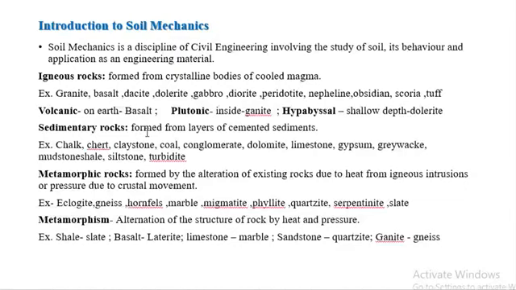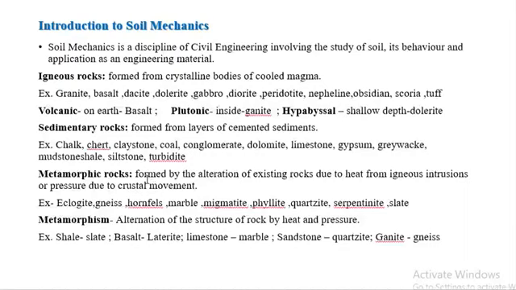Sedimentary rocks. Sedimentary rocks are formed from layers of cemented sediments. Try to remember the term layer. Sedimentary rocks are formed by layers. Examples are chert, chalk, claystone, coal, dolomite, etc.